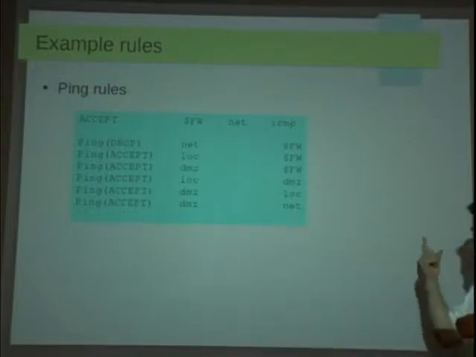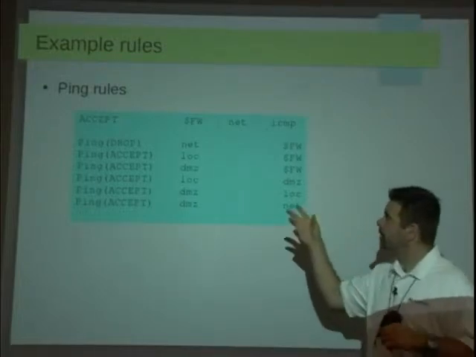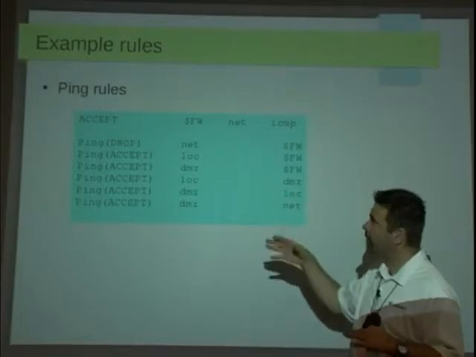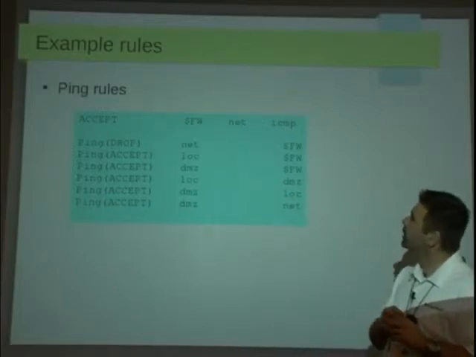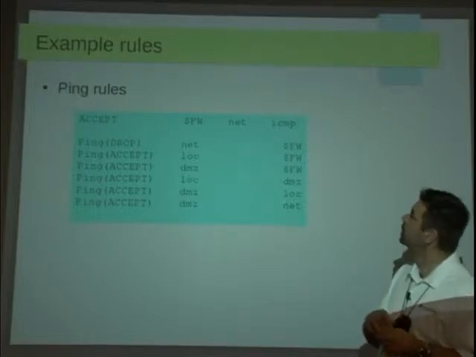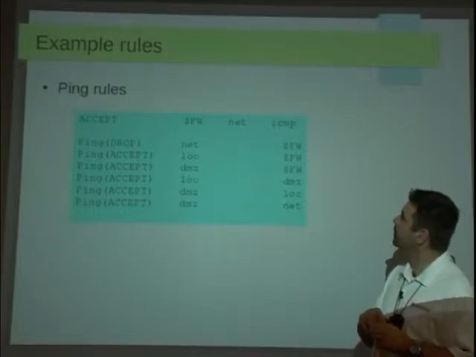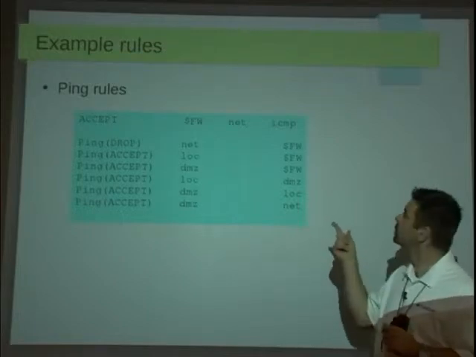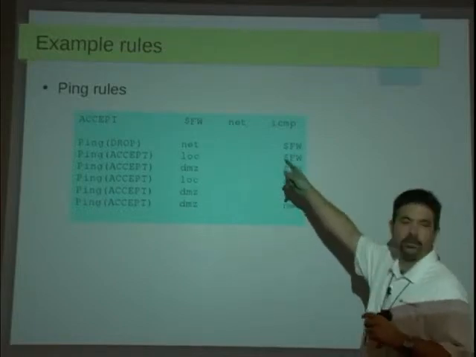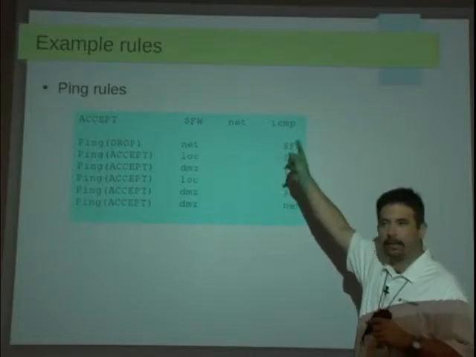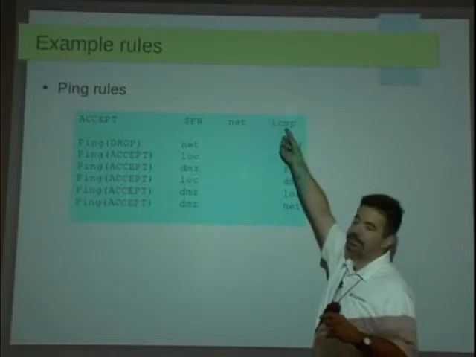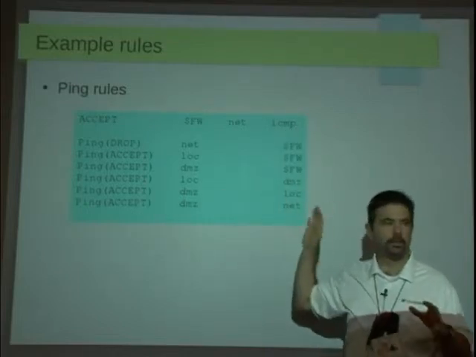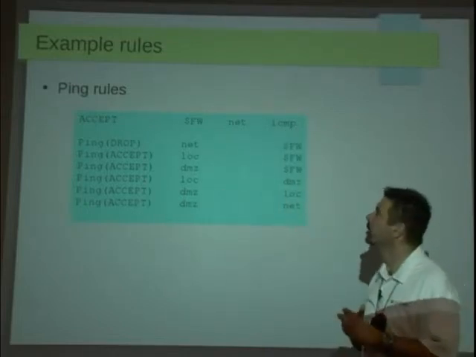Now, you notice I said the macro can be something as simple as accept. Our first one up there is an accept rule, and it says that packets originating from the firewall that are destined for any address on the net, in the net zone, of type ICMP, those are allowed. They're accepted. The firewall lets them through.